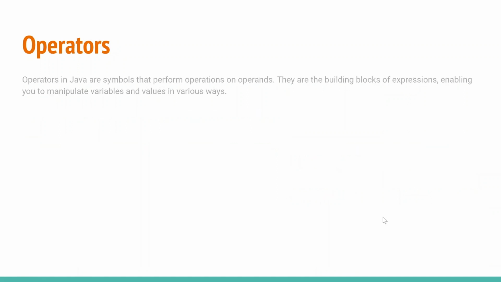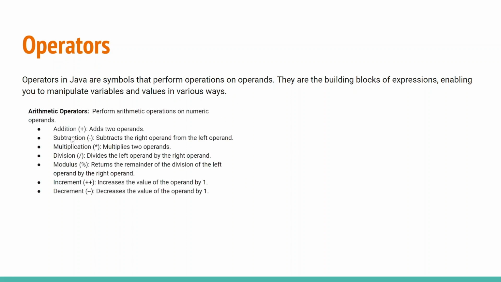Next one is operators. What are operators in Java? These perform operations on operands. So arithmetic operators: if int i equal to 5, int j equal to 10, if we want to add those two, we say i plus j. This addition operator will add two operands. Like that, we have multiplication, division, and all those things.